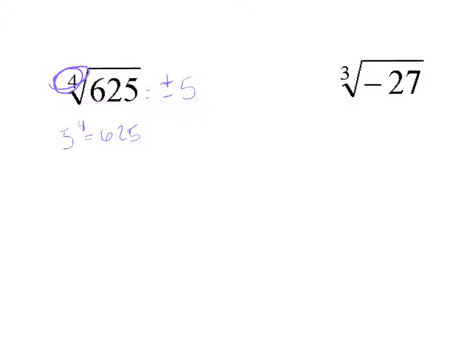And then we have the cubed root of negative 27. That would be negative 3, because 3 to the third is 27, and we got the negative with an odd, so we have to keep the negative there.